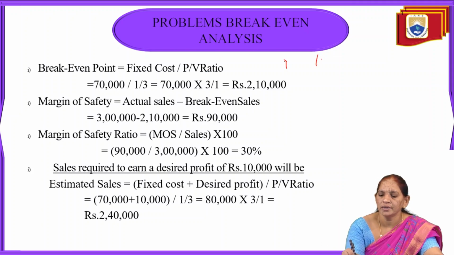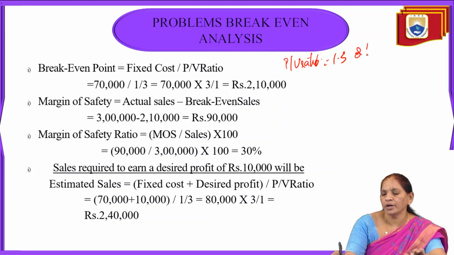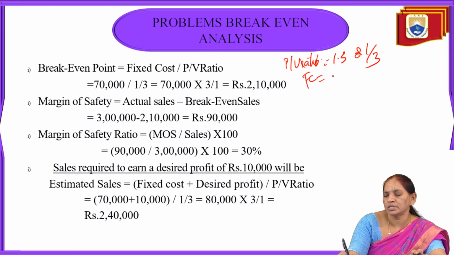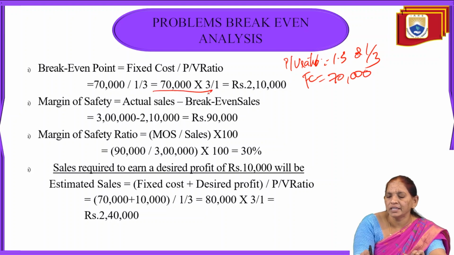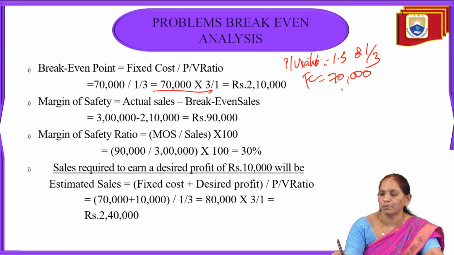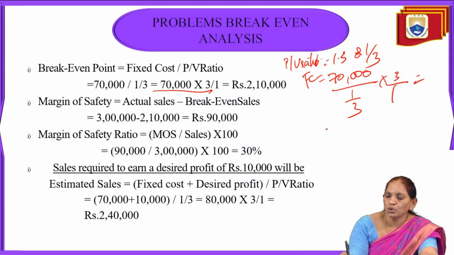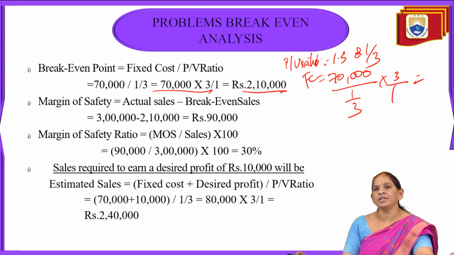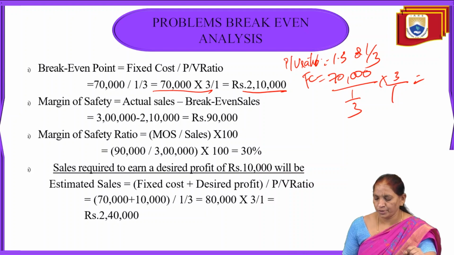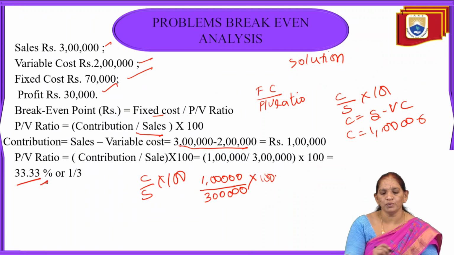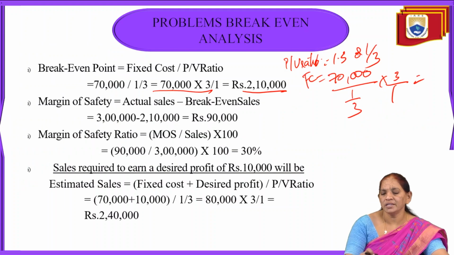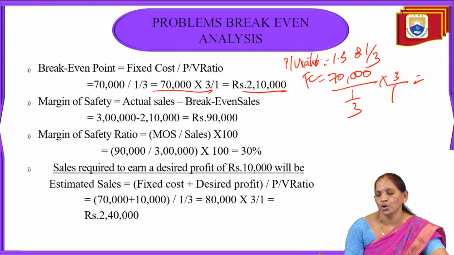Now we'll use the formula fixed cost by PV ratio. The PV ratio is 1/3, and the fixed cost is 70,000. So we have 70,000 divided by 1/3, which is 70,000 into 3/1. We get 2,10,000. That means the break-even point, when calculated by utilizing the PV ratio, where the PV ratio is contribution by sales, 33.33% or 1/3, and inserting it into fixed cost by PV ratio, we get 2,10,000 rupees. So BEP, break-even, is 2,10,000 rupees.